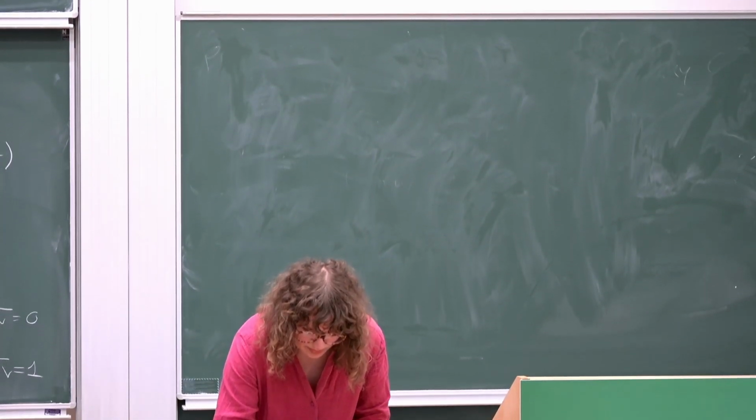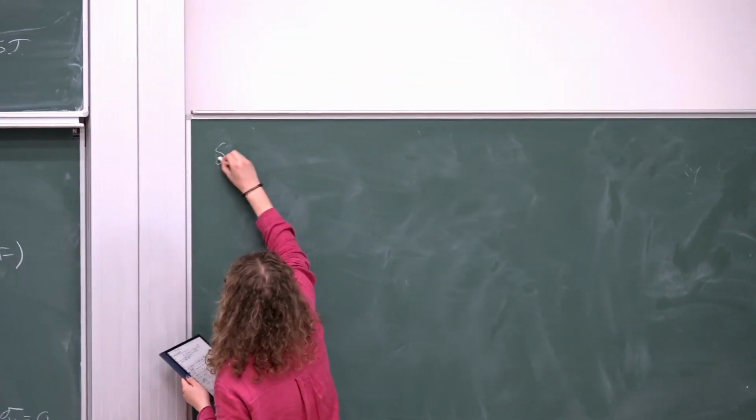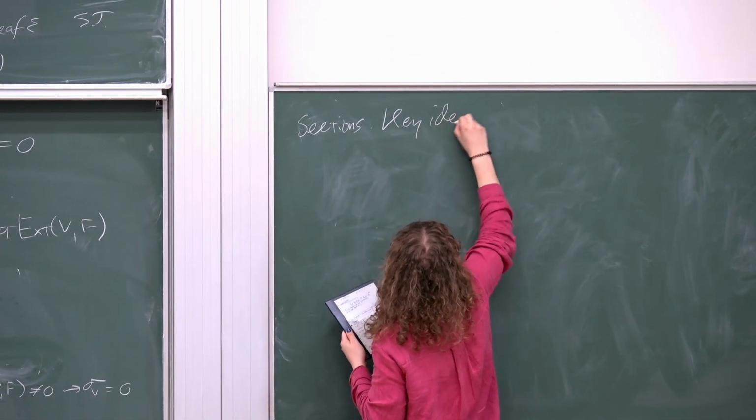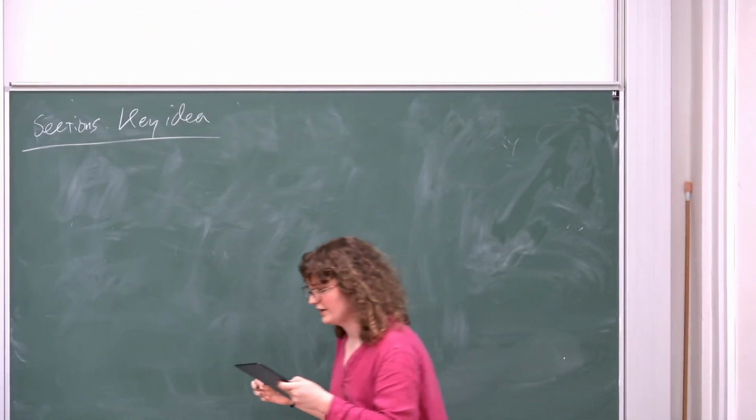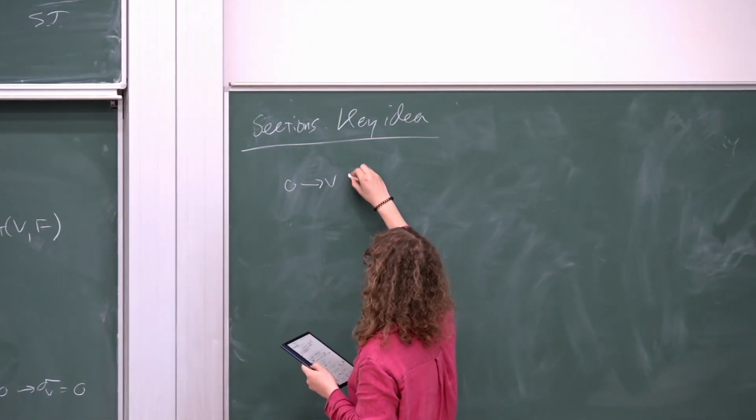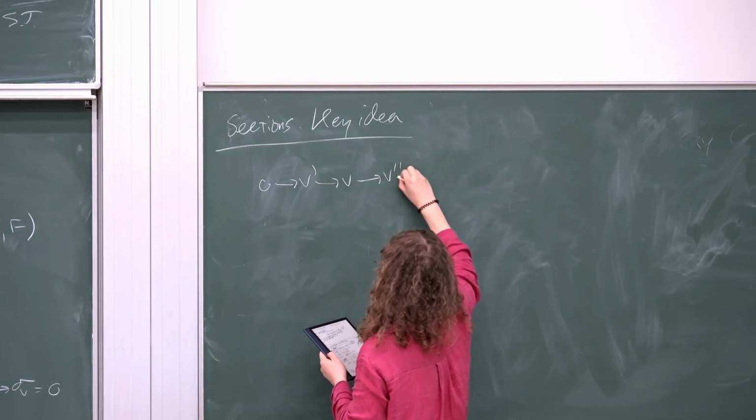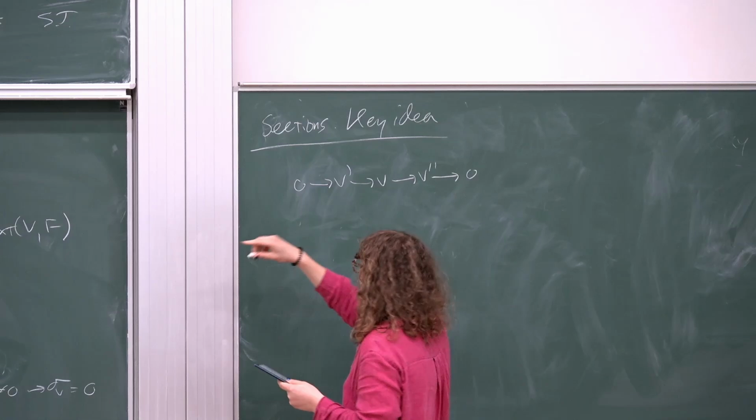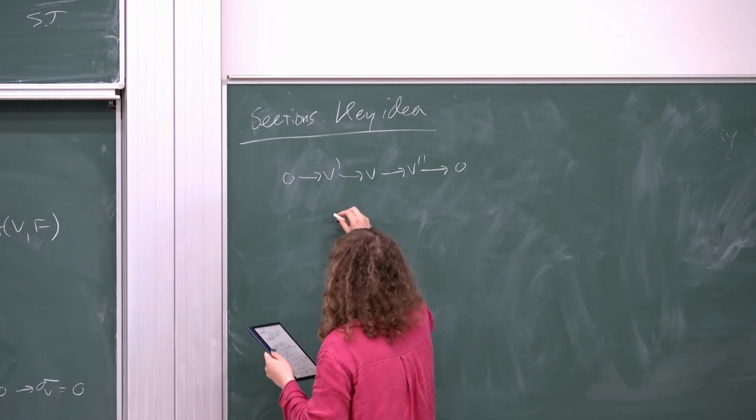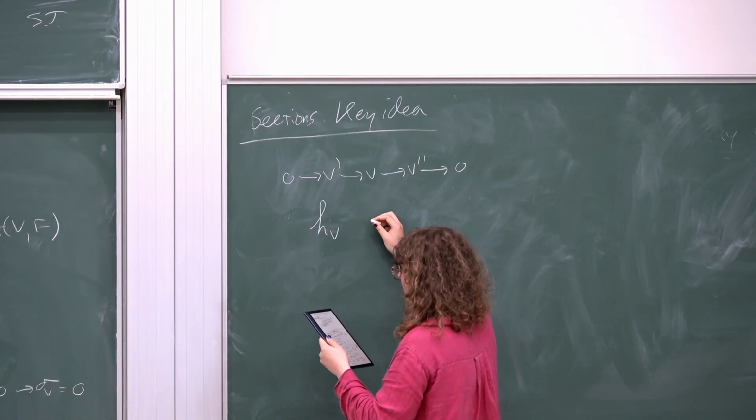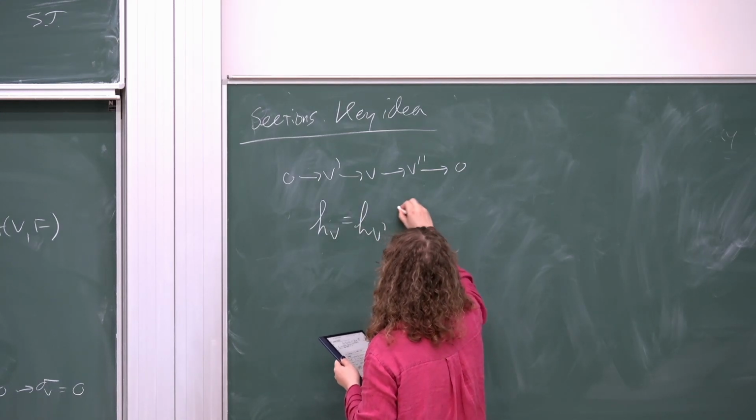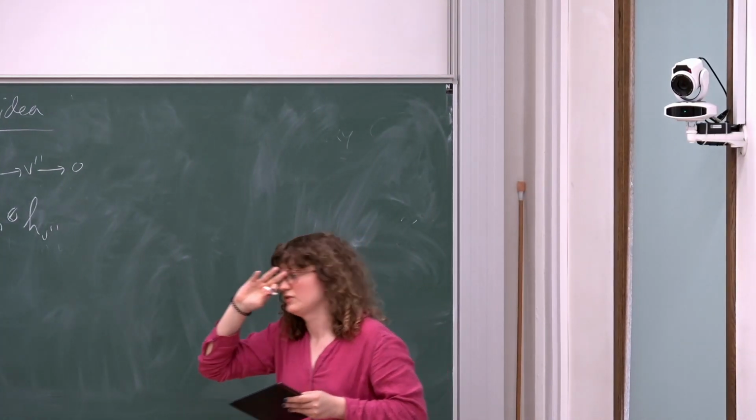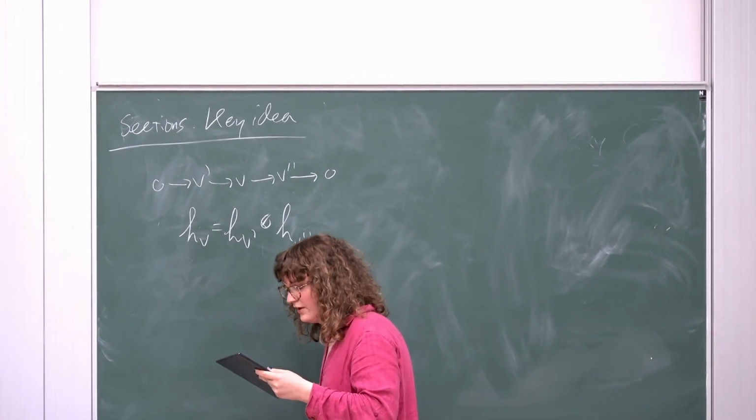So there's one key point here. Say we have some exact sequence of vector bundles on curly C. Then this also induces something on the level of line bundles, namely L_V is just the tensor product of the other two. This really is just because the determinant behaves well with short exact sequences.